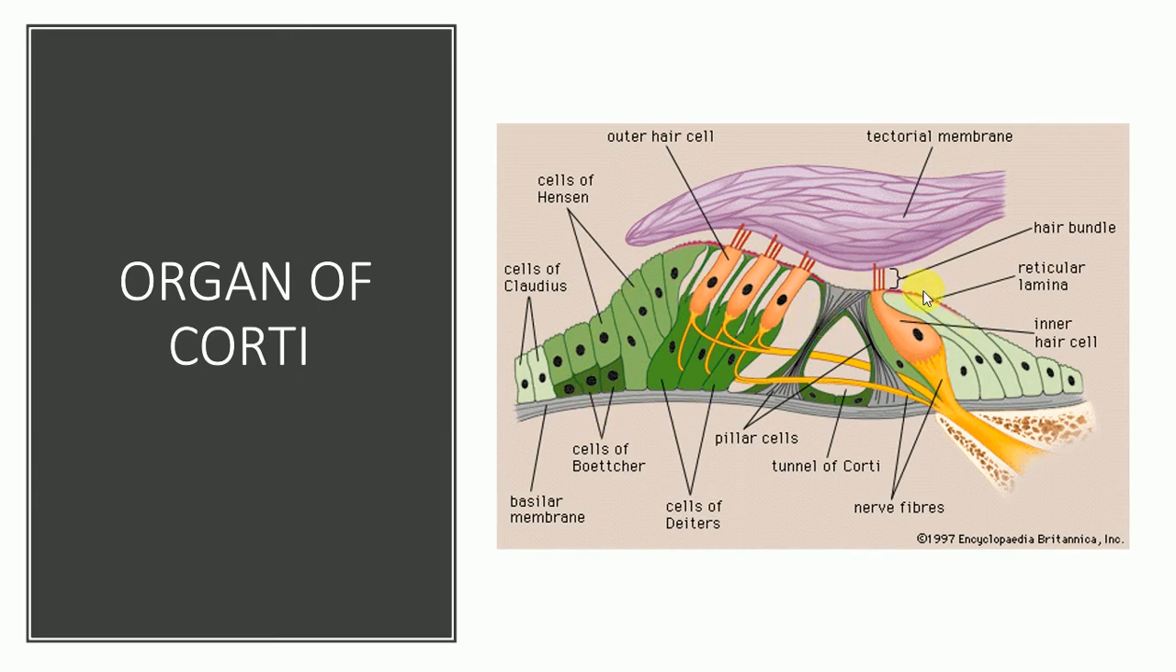Now, these rods of Corti divide the organ of Corti into an inner part and an outer part. In the inner part, we have only a single group of inner hair cells. This is important, only a single group. In the outer part, we can have about 3 to 4 groups of the outer hair cells. Now, the upper part of these hair cells, these are the cilia, are somewhat in contact with this gelatinous membrane called the tectorial membrane.